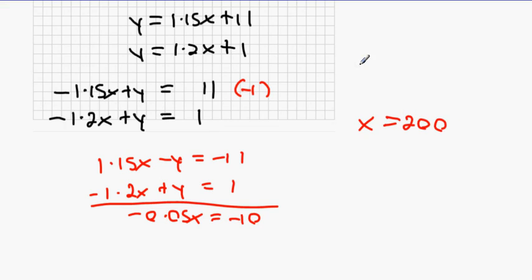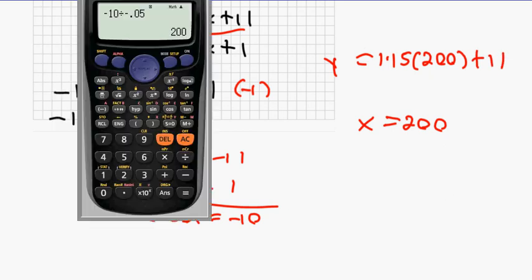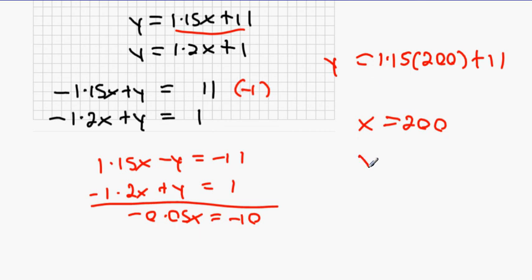Now we have to find the y value. The y value equals 1.15 times the x value, which is 1.15 times 200, plus 11. 1.15 times 200 plus 11 equals 241. So it's €241 for 200 sterling.